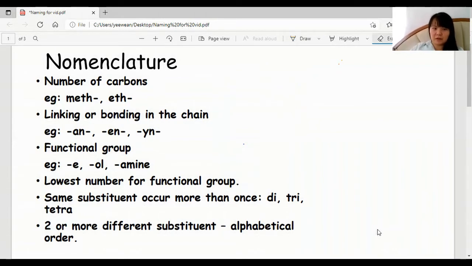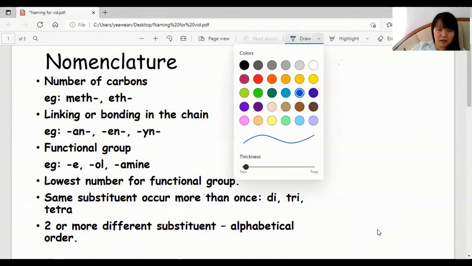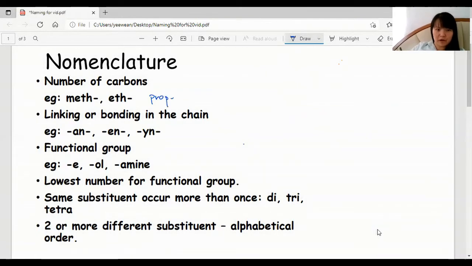If there's 1 carbon, then meth. If there's 2, eth. 3, prop. 4, but. 5, pent. And 6, hex. And so on. That's hept and oct and so on.